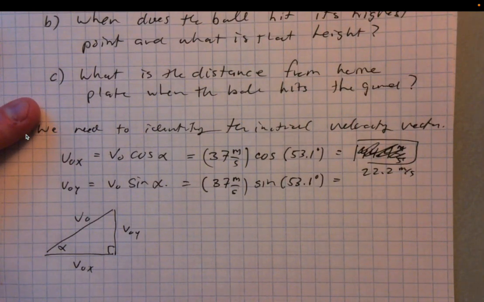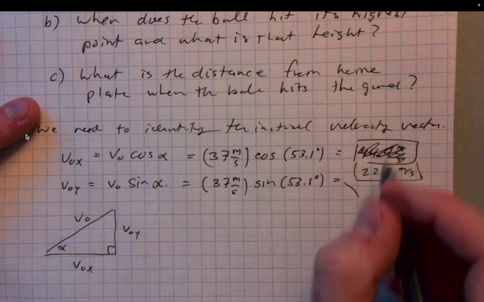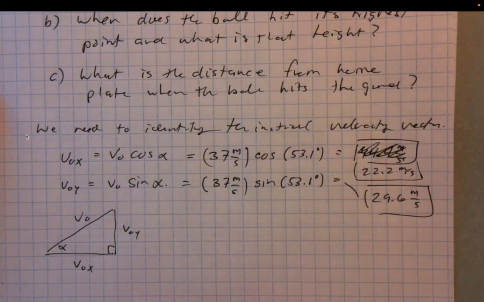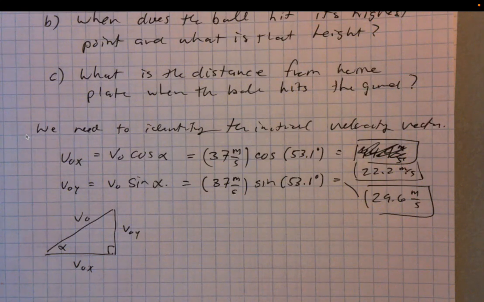22.2 meters per second. That's the x component of velocity. And then the y component of velocity is 29.6 meters per second. It would be quite a trick if you could get 44 meters per second out of 37. But anyways, the x and y components of velocity have to be less than or equal to the overall magnitude, obviously.